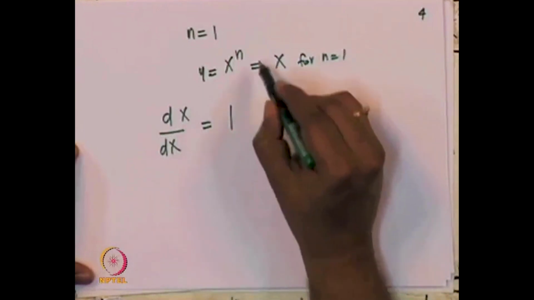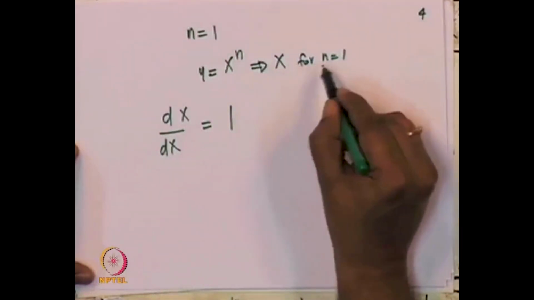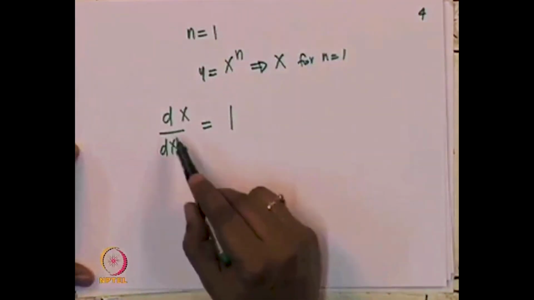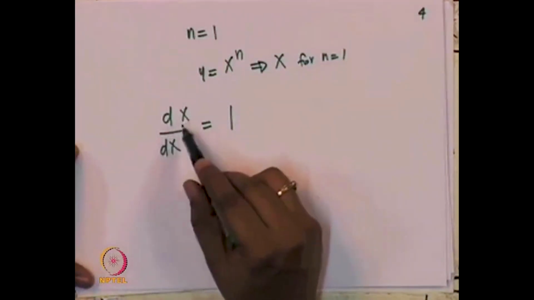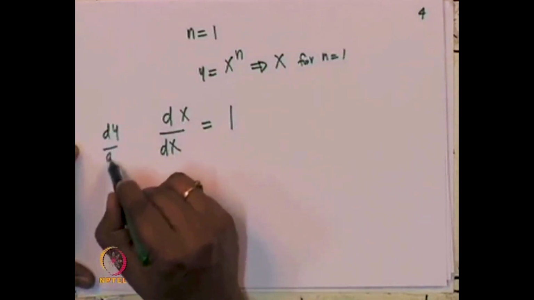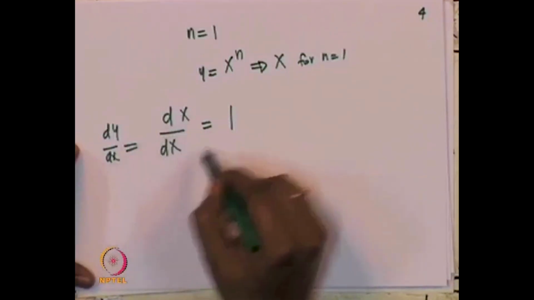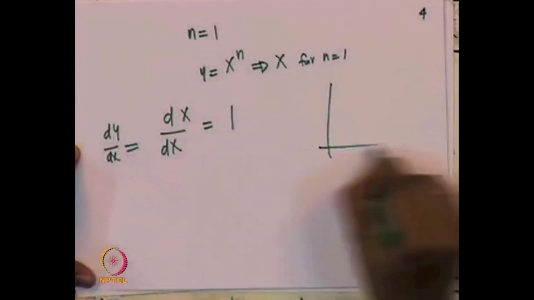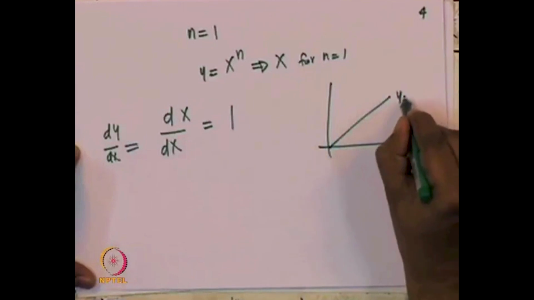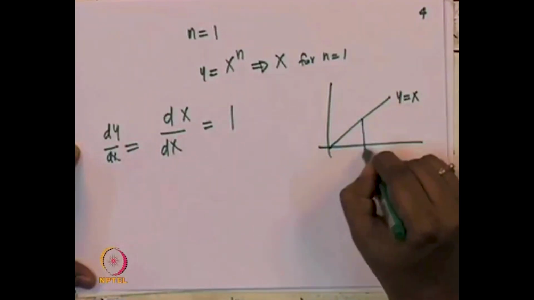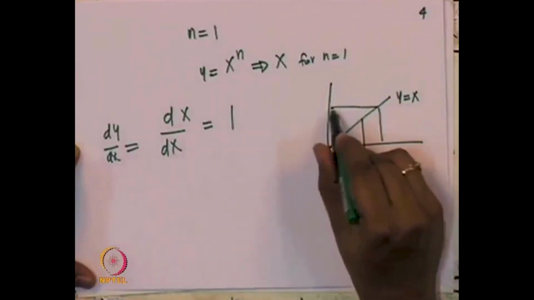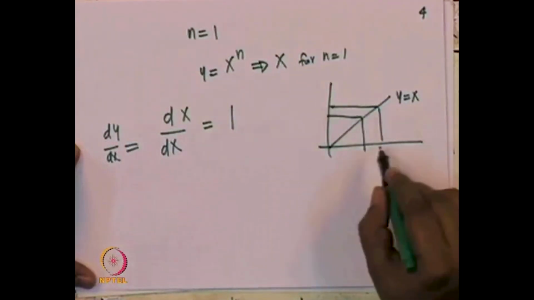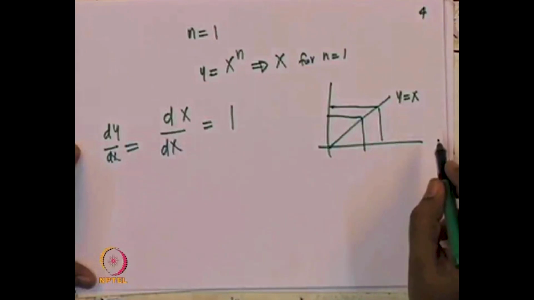So y equal to x power n gives you x for n equal to 1. When n equal to 1, y is x, and we want to calculate dy by dx, which is equal to dx by dx, and this is 1. So this is essentially the slope of the line y equal to x. The slope of this line is 1, at any point you calculate.